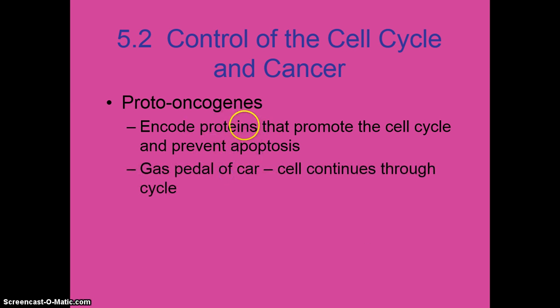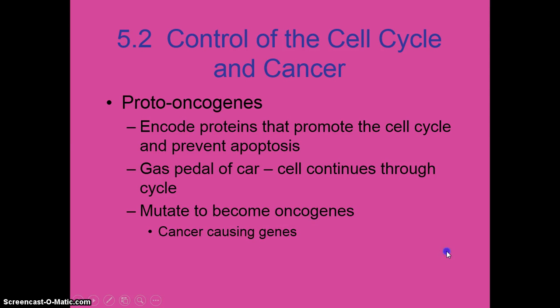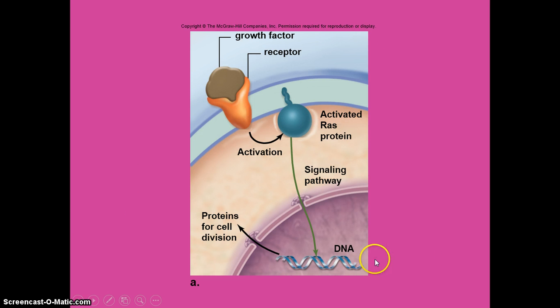The analogy for this is the gas pedal of a car. The cell continues through the cycle, like you push down on the pedal of a car. Proto-oncogenes mutate to become oncogenes, cancer-causing genes, and the gas pedal is always pressed down. Those are some things that will help you remember what proto-oncogenes do. They act as if they're the gas pedal and they're always pressed down, so they always continue to go, go, go, and nothing stops them.